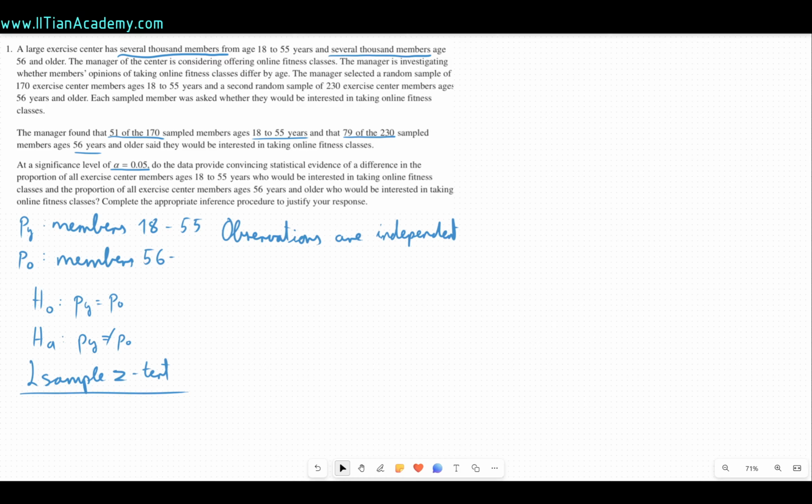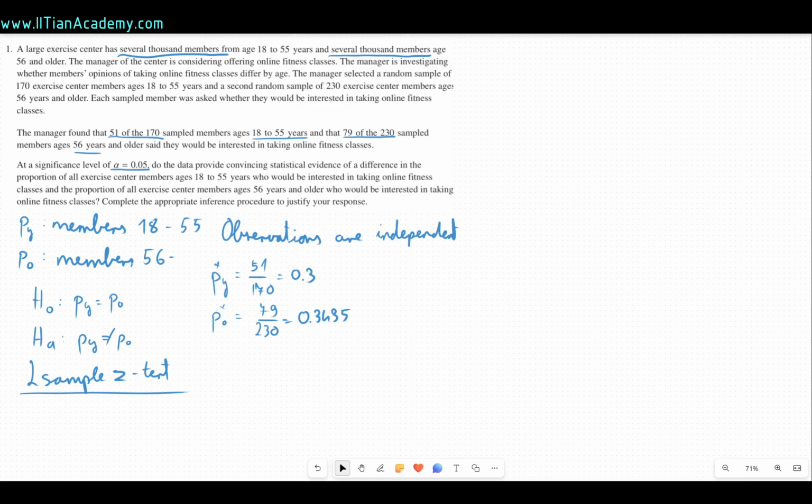And then what we can calculate firstly here is the value of the proportions. We can denote them with P star young. That is going to be the number of people, so 51 out of the 170, so 0.3 rate, like 30% of the people would like it. And for the older people, this is going to be 79 over 230, which will be 0.3435. So approximately 34% of the people will be fine with this.